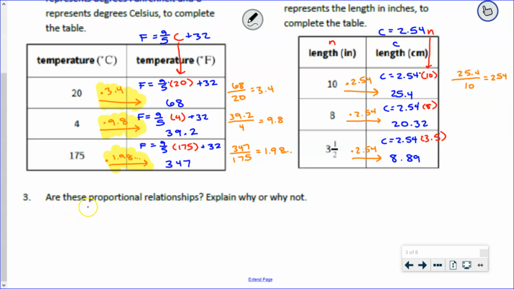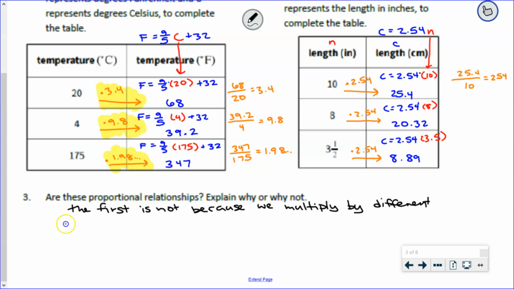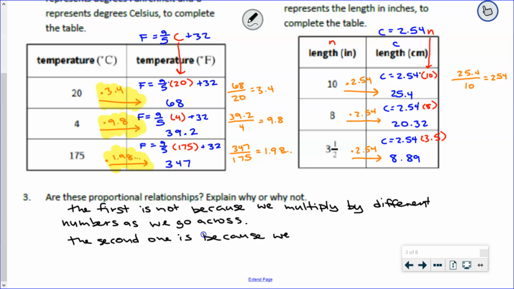So are these proportional relationships? The first one is not. Write your answer if you haven't already done so. The first one is not, because we multiply by different numbers as we go across. The second one is. Because we multiply by 2.54 each time.